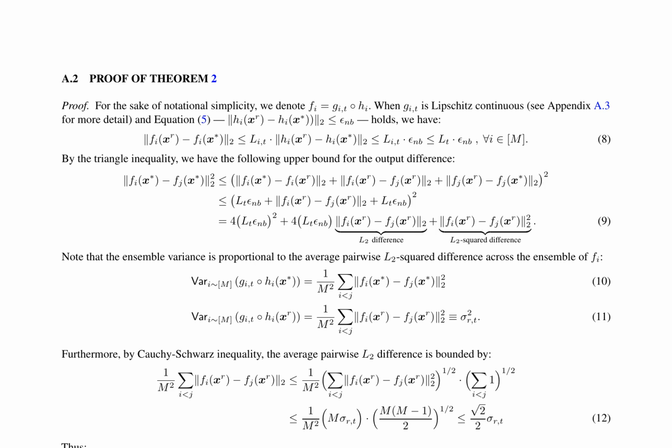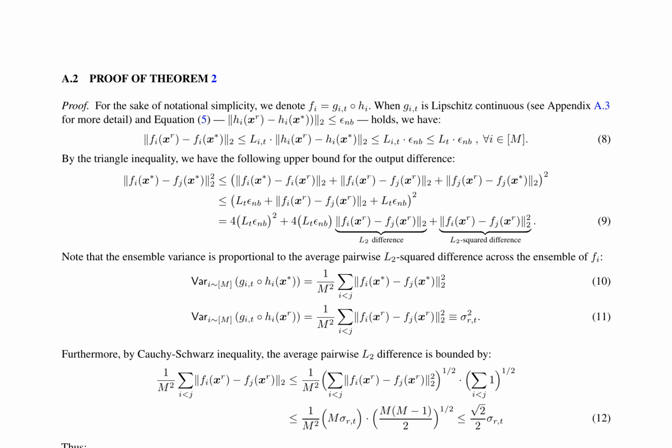The proof begins by introducing a new notation, phi equals g_i^T ∘ h_i, to simplify the expression. It then proceeds to establish an upper bound for the output difference between two functions phi(x*) and f_j(x*), using the triangle inequality. This bound involves the Lipschitz constant L_t, the error term epsilon_nb, and the average pairwise L2 squared difference across the ensemble of functions, denoted as sigma_R,t. The authors also provide a visualization of this proof sketch in Figure 3, which helps illustrate the relationships between these different components.